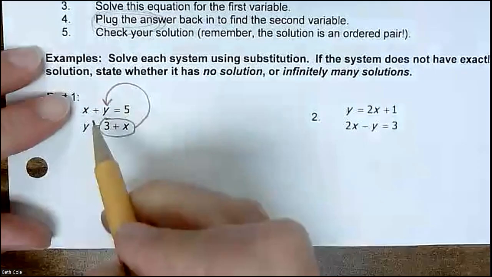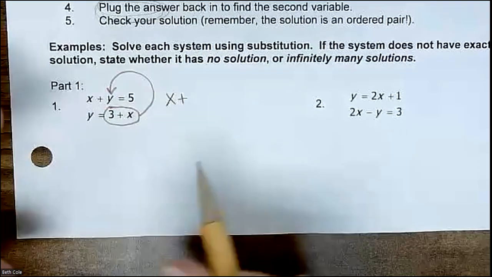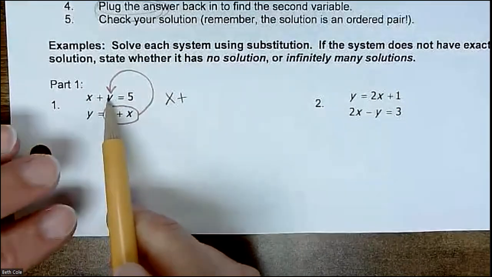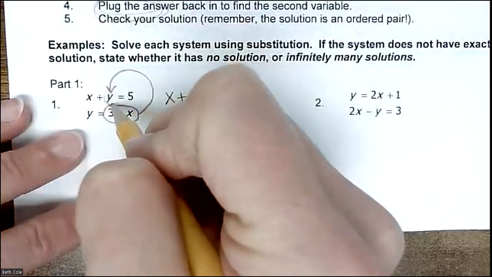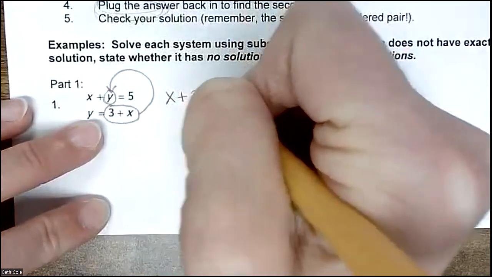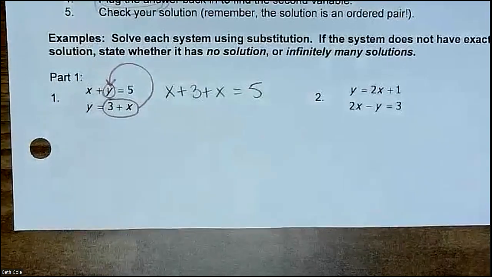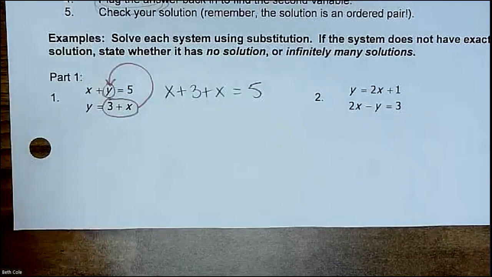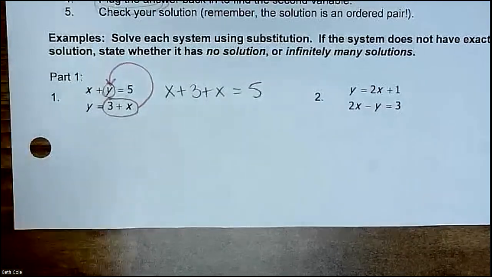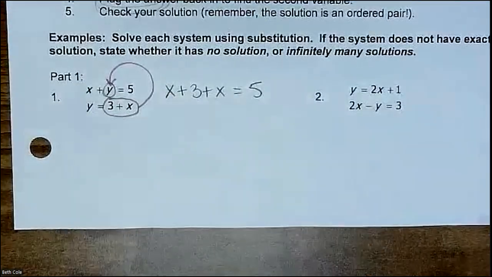So here's what that's going to look like. X plus, and instead of Y, what are we going to put? 3 plus X. Good. You remove Y, you replace it with 3 plus X, and then equals 5. Again, once you get there, you're going to see what to do because you guys are good at solving equations. What would you do next? And then subtract the 3. See, you guys are there.